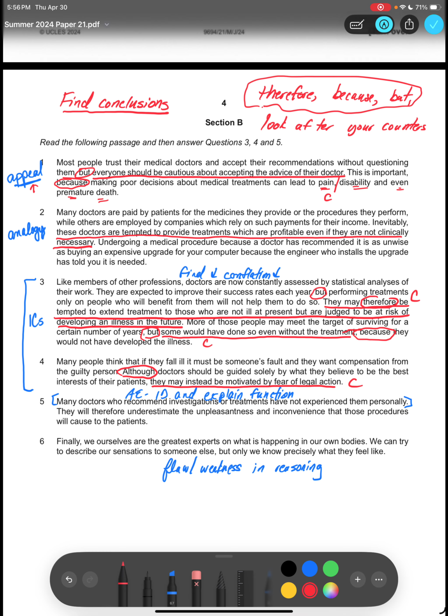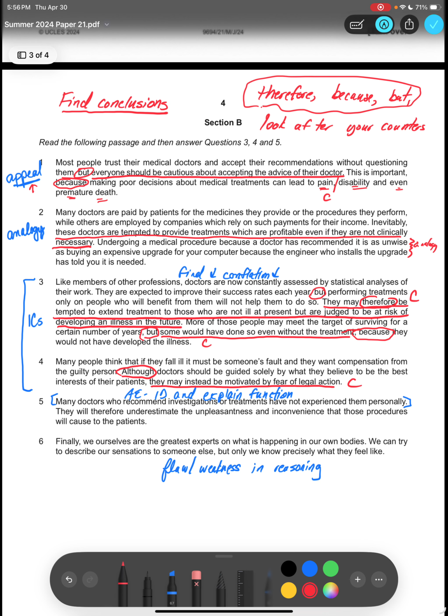Undergoing a medical procedure because a doctor has recommended it is as unwise as buying an expensive upgrade for your computer because the engineer who installs the upgrade has told you it is needed. That's your analogy. Okay, so we've got our analogy here.